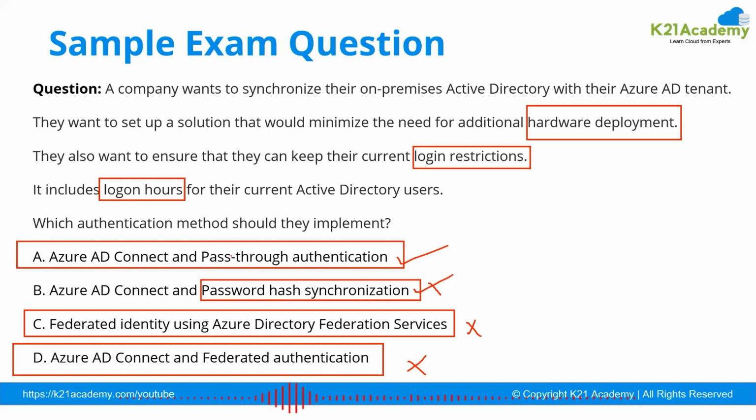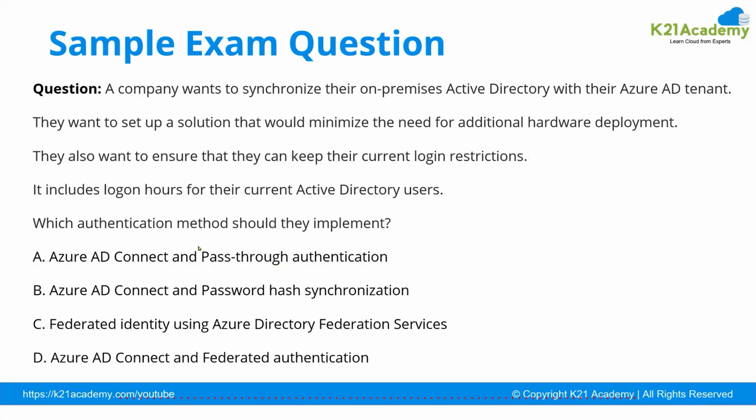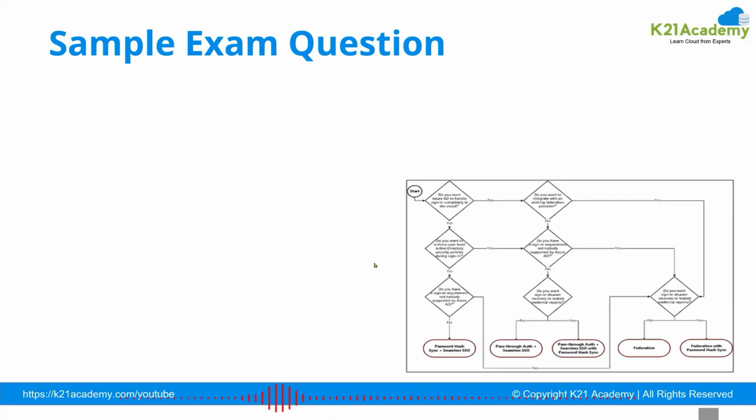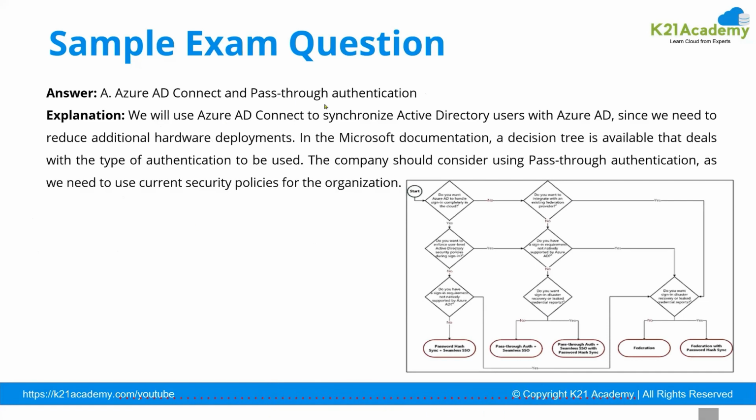So for this use case, pass-through authentication is the right answer. If you see, this is the flowchart that we discussed, and it talks about pass-through authentication. When you talk about this type of use case, where you want to configure on-premise logon hours, you have to use this solution over here.